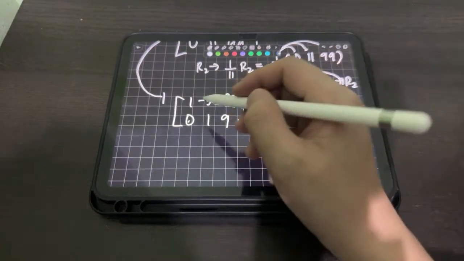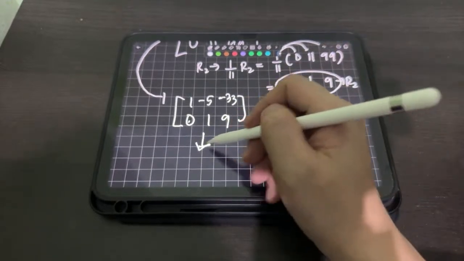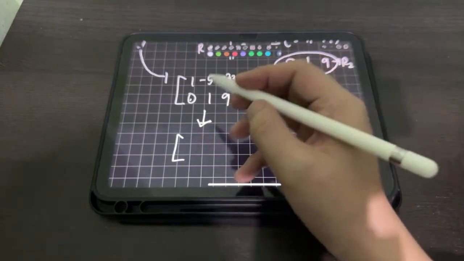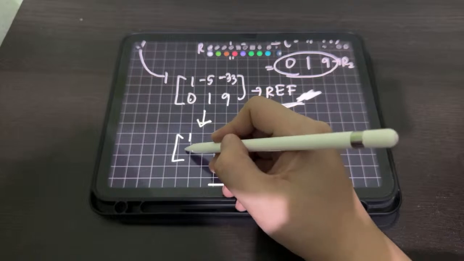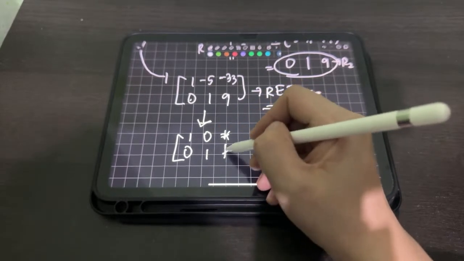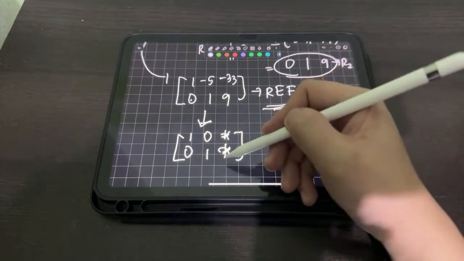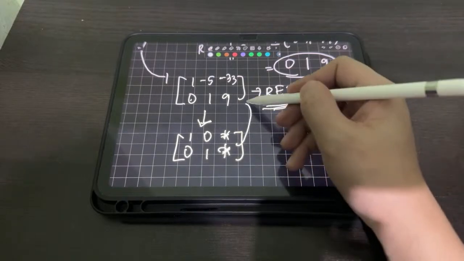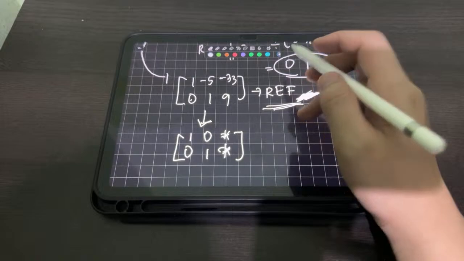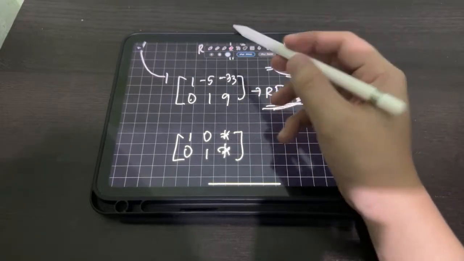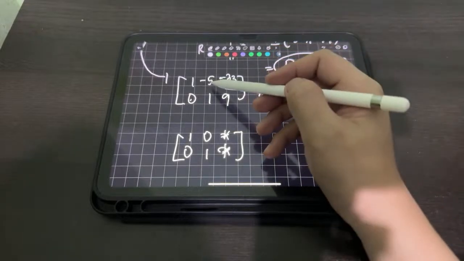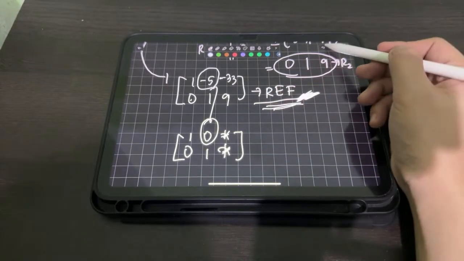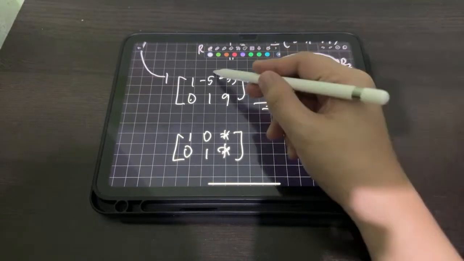Okay. So next, let's convert this REF to RREF. Its RREF will be the same as in the previous problem. It should be 1, 0, 0, 1, asterisk, asterisk. This asterisk again can be any constant value depending on the operations that we will perform. So the final step, because we already have this REF, is to make this entry -5 equal to 0. So how can we make that -5 equal to 0?